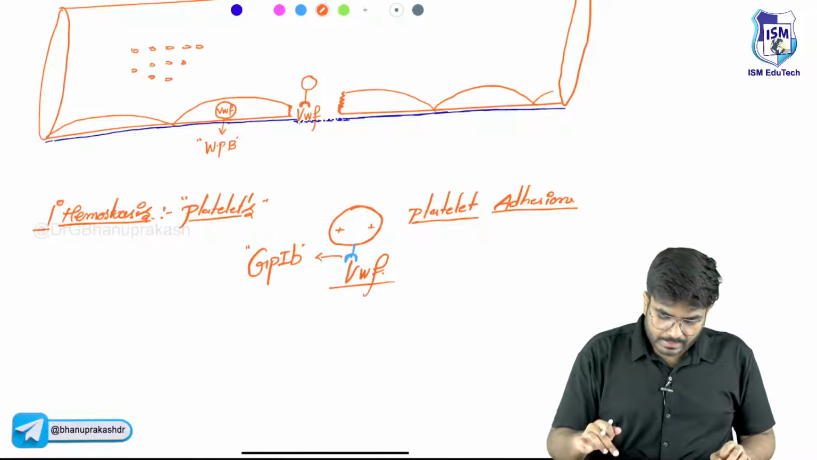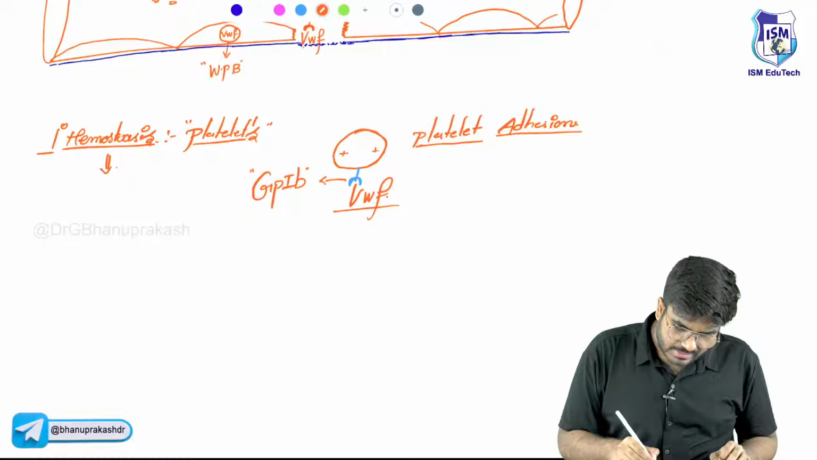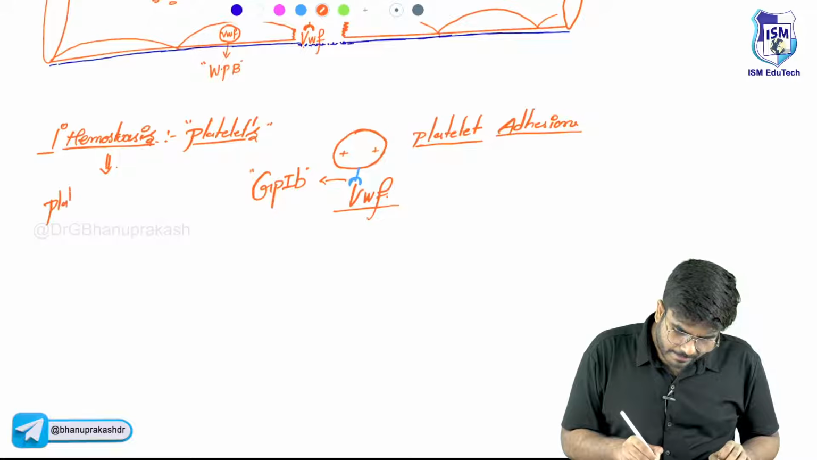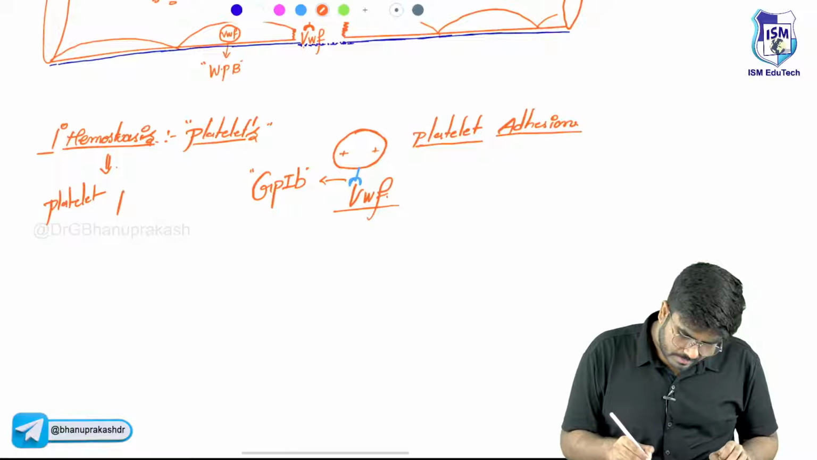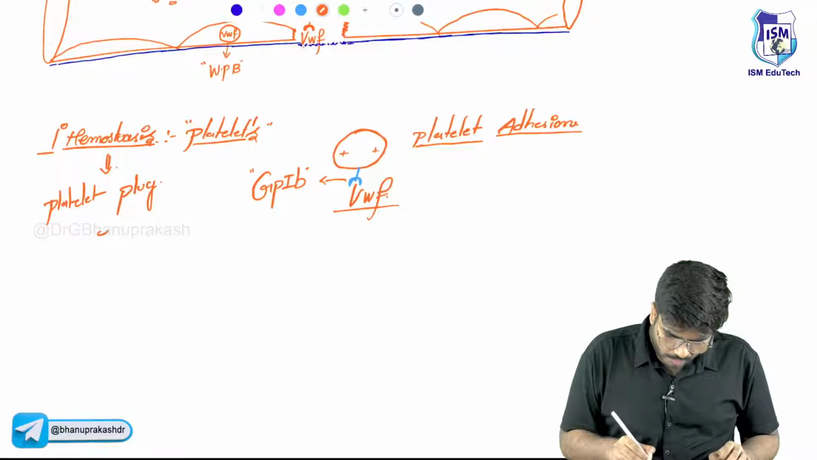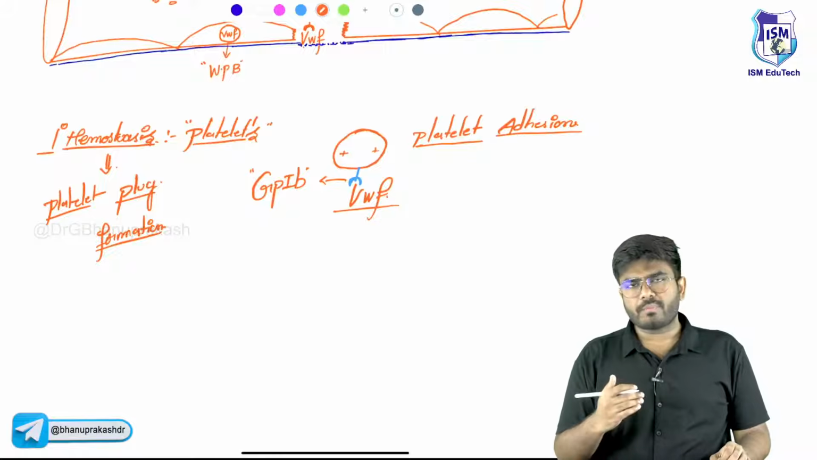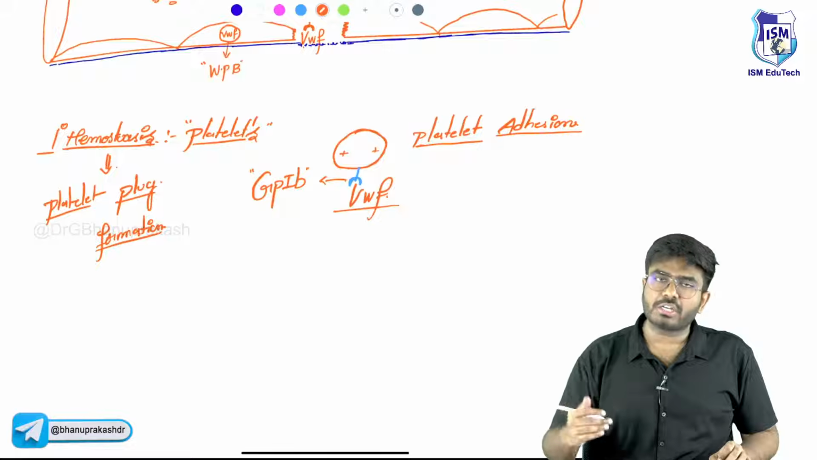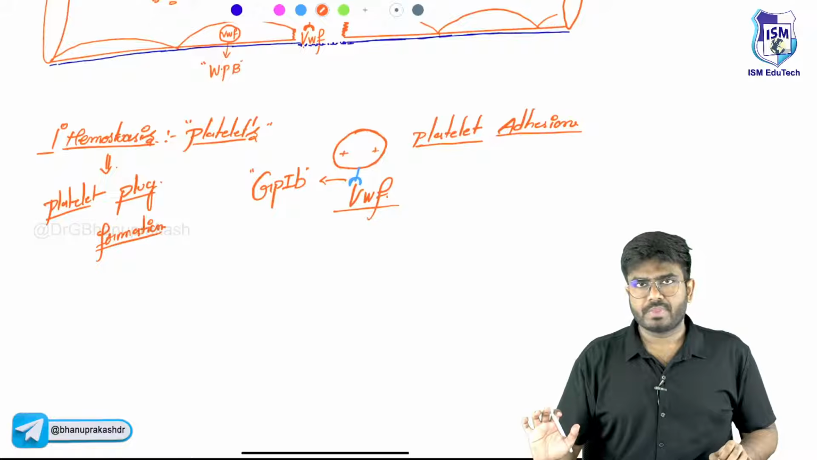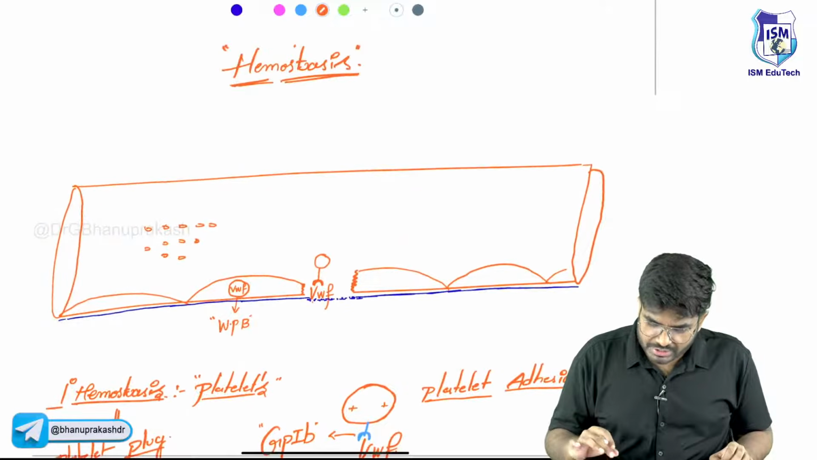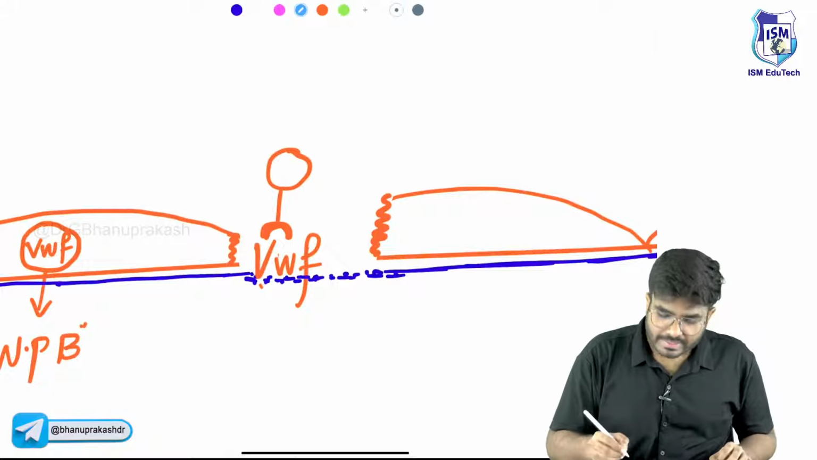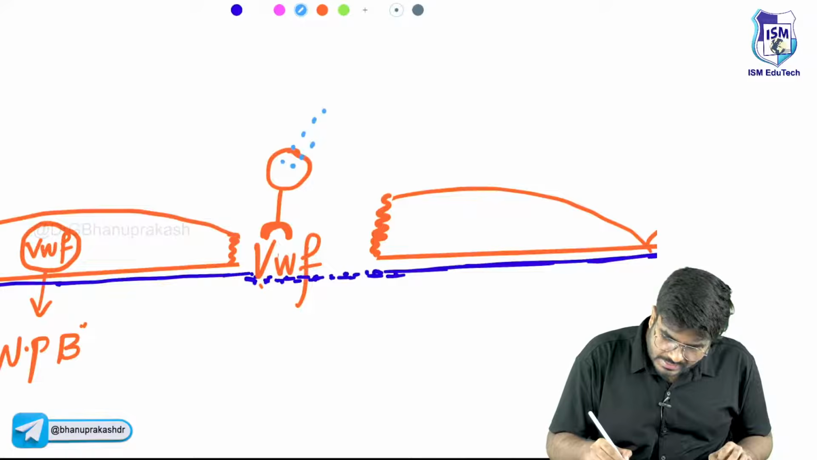That's the entire aim of primary hemostasis: platelet plug formation. So what is this platelet plug formation? It includes, first, platelet adhesion to the Von Willebrand factor. Adhesion completed. After adhesion, these activated platelets are going to release certain substances.